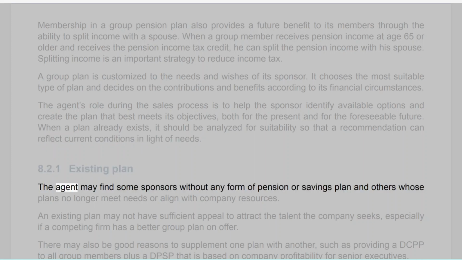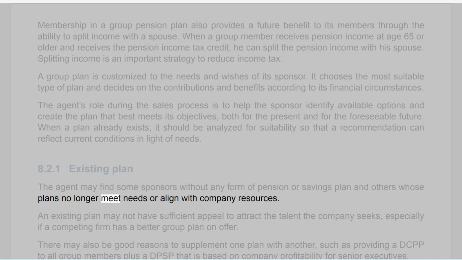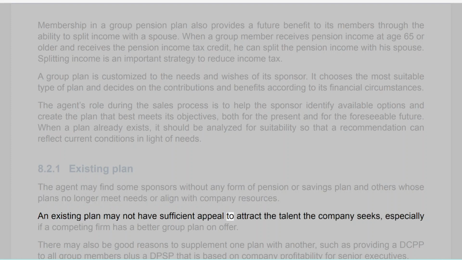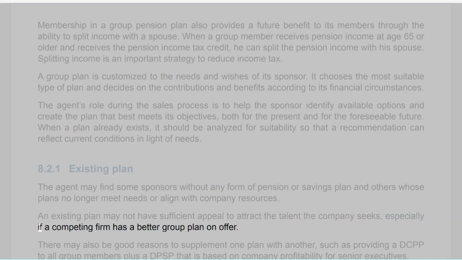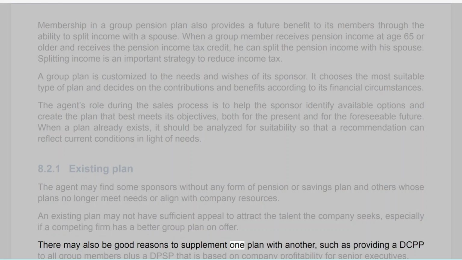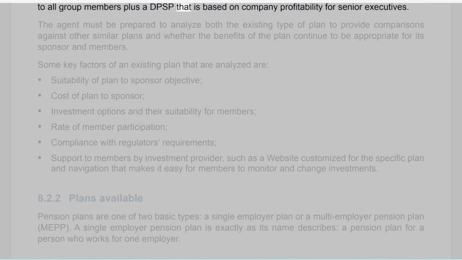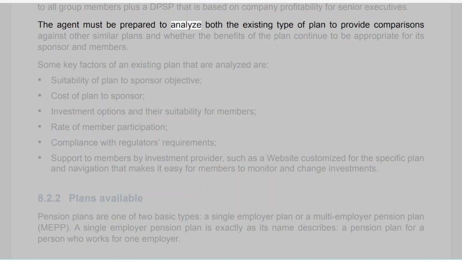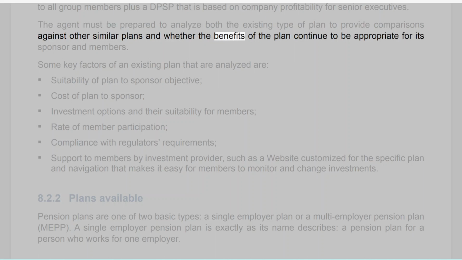8.2.1 Existing plan. The agent may find some sponsors without any form of pension or savings plan, and others whose plans no longer meet needs or align with company resources. An existing plan may not have sufficient appeal to attract the talent the company seeks, especially if a competing firm has a better group plan on offer. There may also be good reasons to supplement one plan with another, such as providing a DCPP to all group members plus a DPSP that is based on company profitability for senior executives. The agent must be prepared to analyze both the existing type of plan to provide comparisons against other similar plans, and whether the benefits of the plan continue to be appropriate for its sponsor and members.